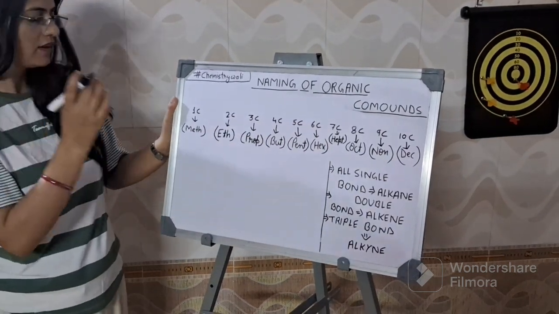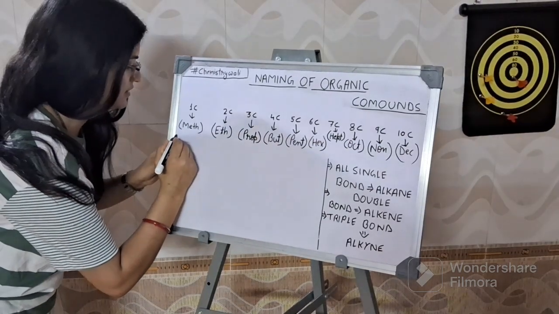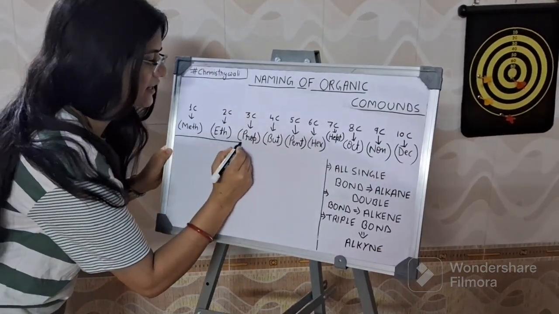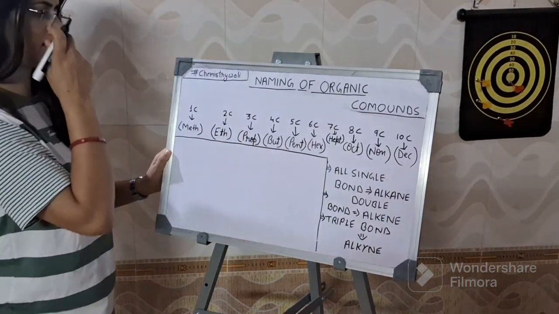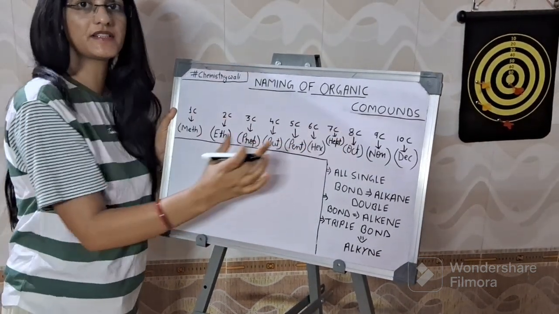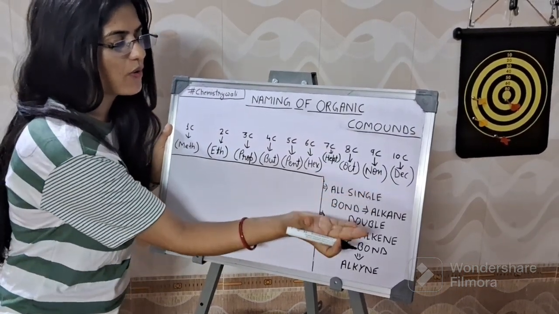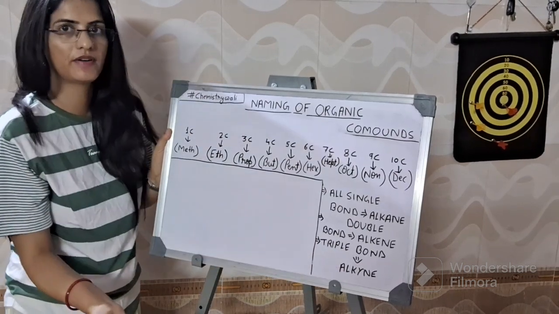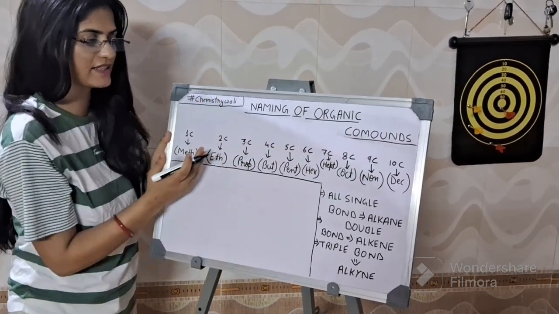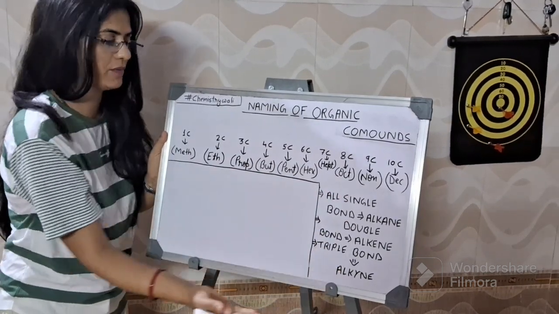The naming of organic compounds basically depends on two things: how many carbons are present in the compound, and which kind of bonds are there, single bond, double bond or triple bond. So these two are the basic things: the number of carbons and whether the bond is single, double or triple.